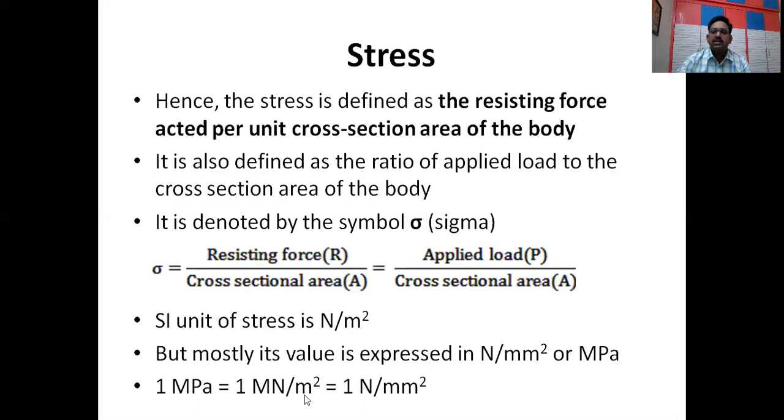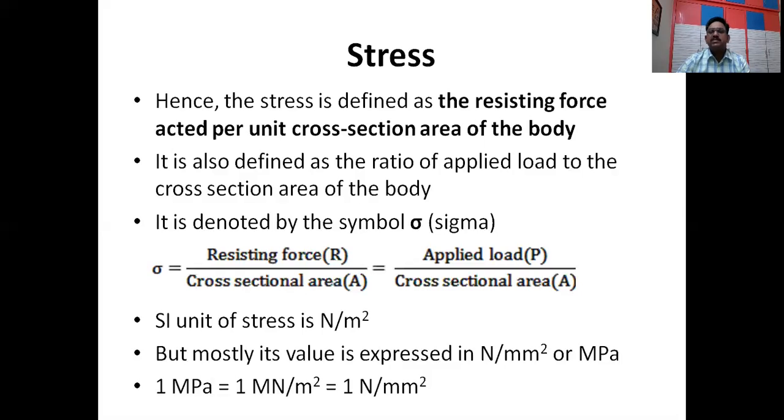Meters means 10 to the power of 3 millimeters. So 10 to the power of 3 whole square means 10 to the power of 6. So 10 to the power of 6 by 10 to the power of 6, it gets cancelled. Therefore, 1 megapascal equals 1 Newton per millimeter square. So generally, when we solve some problems, the value will be in Newton per millimeter square.